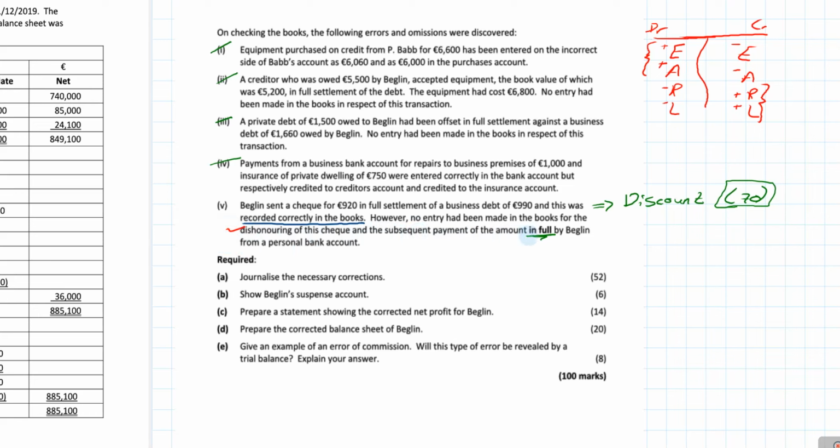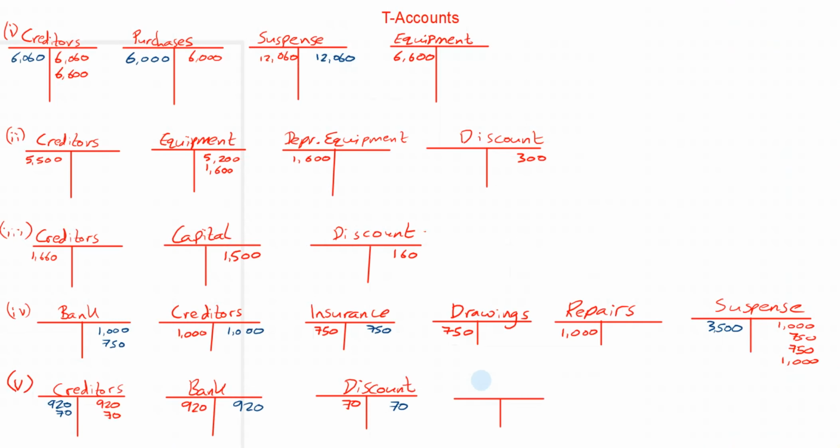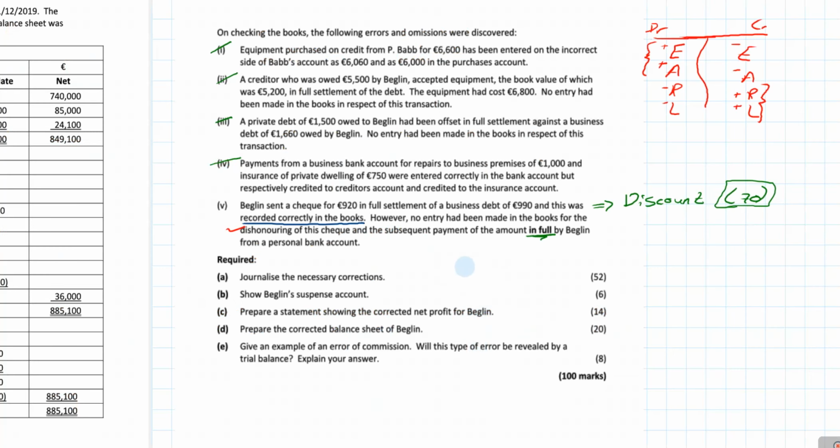And the subsequent payment of the amount in full by Beglin from a personal bank account. So if I'm paying it personally, that means we're injecting money into the company, or giving money to the company. So that's going to be capital. Whereas if we were taking money out of the company, it would be drawing. So this is capital. It's the whole amount. So we're now reducing creditors by 990, and in capital, we're injecting 990 into the company because it says it was in full. So that's all the adjustments done.